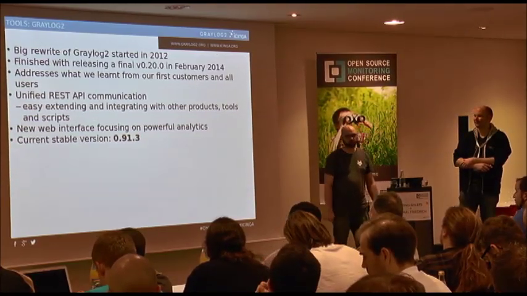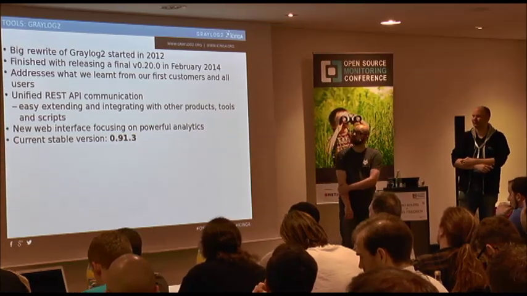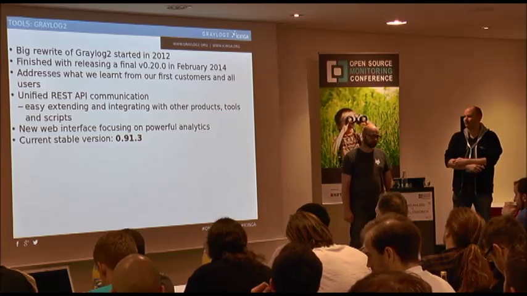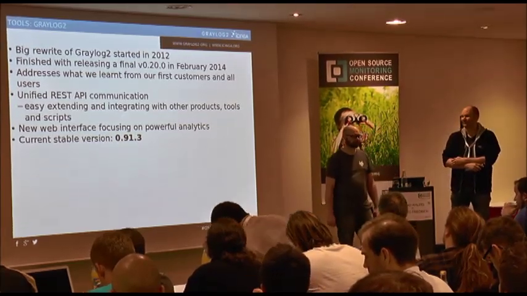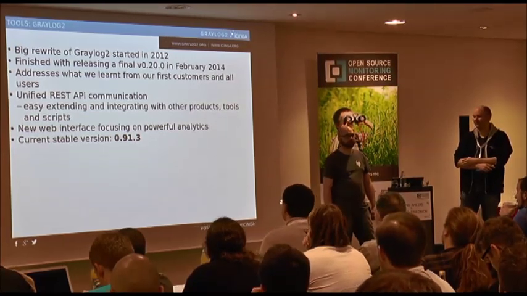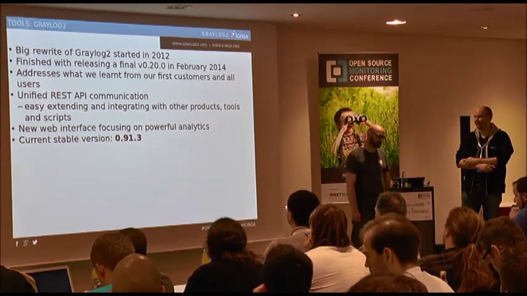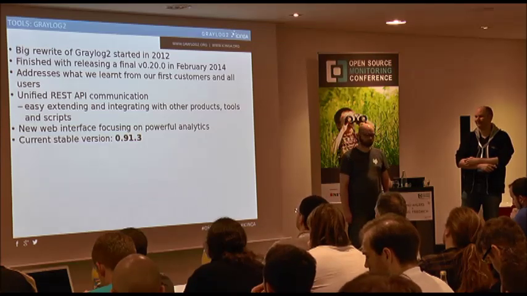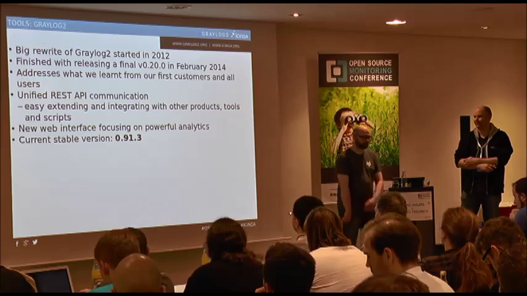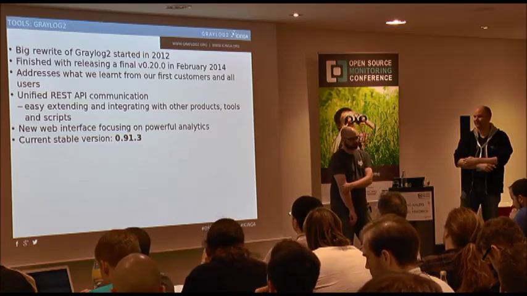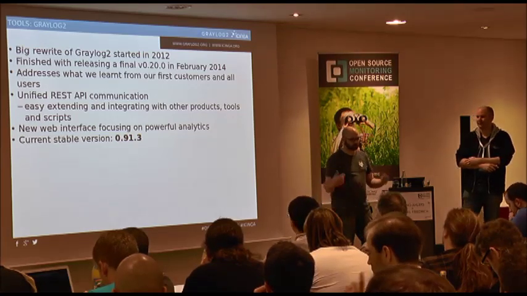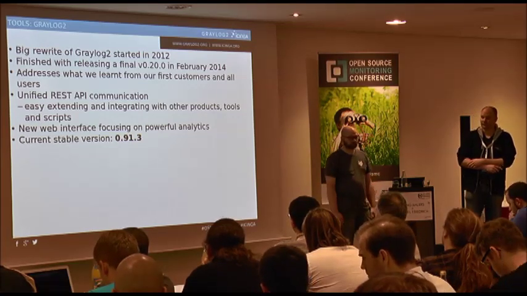Also in 2012, there was a big rewrite happening, which was finished this year in February with version 0.20. A lot of work went into the server process, and the web interface also got completely rewritten. So there's no Ruby on Rails anymore. It's now written in Play, and that simplified things like deployment. We just need a JVM, like for the server, and the same now for the web interface.